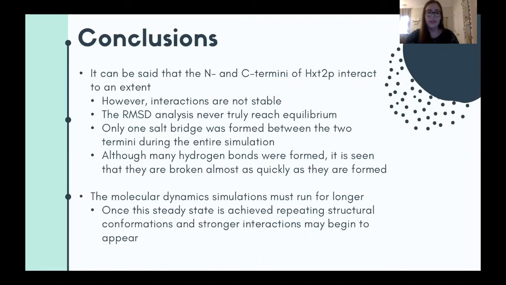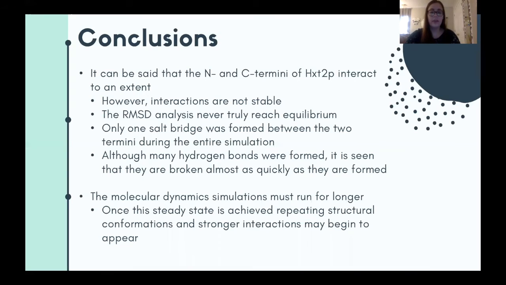So in conclusion, it can be said that the N and C termini of HXT2 interact, but only to an extent. These interactions are not stable, and we know that they're not stable because the RMSD analysis shows that the simulation never truly reached that steady state equilibrium. This, combined with the fact that there was only one salt bridge formed between the two termini during the entire simulation, and the hydrogen bonds were broken and formed extremely quickly, tells us that further analysis is needed.